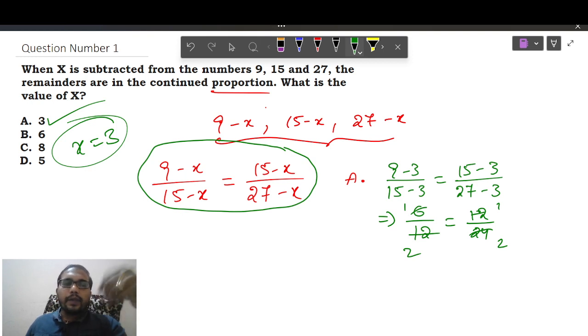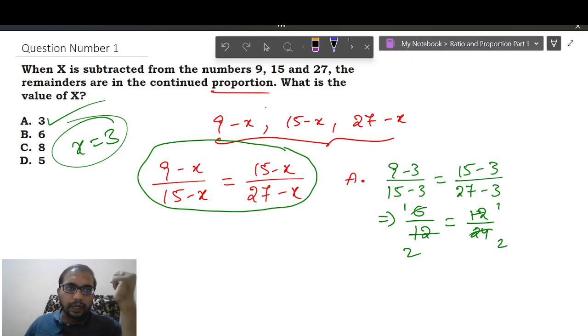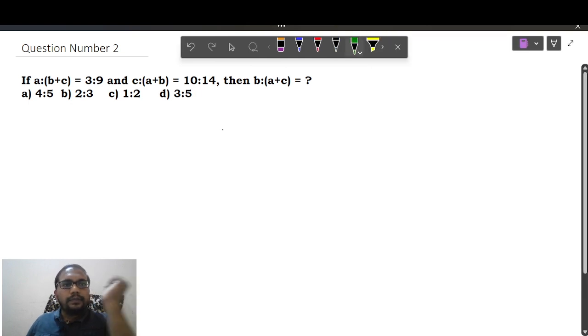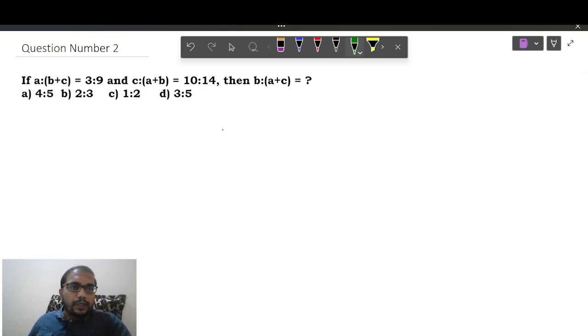If it did not come, then what you have to do? You have to go for the second option and check it. Clear? Okay, let's see this. A and B plus C ratio is 3:9.